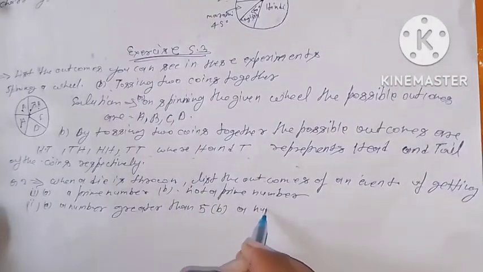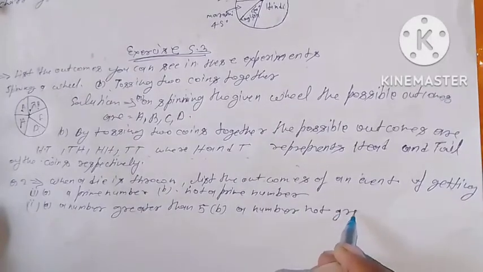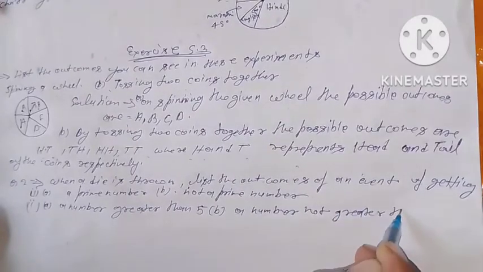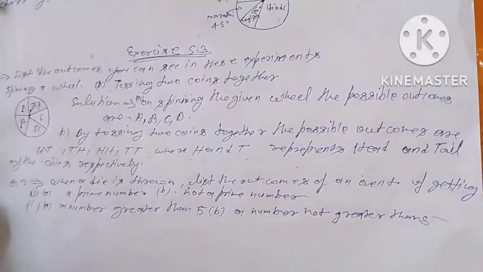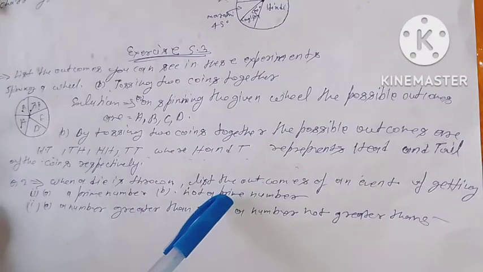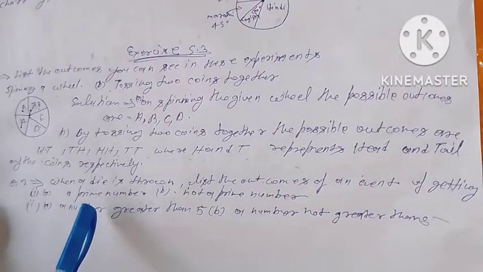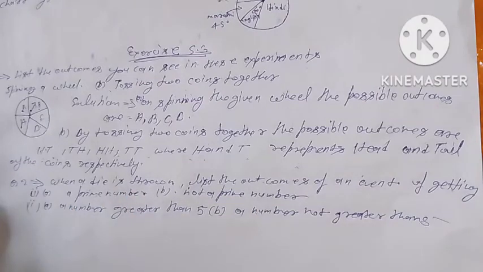When a die is thrown, list the outcomes of an event of getting: first question, a prime number. Second question, not a prime number. In the second question, a number greater than 5, a number not greater than 5. Okay. Solution.